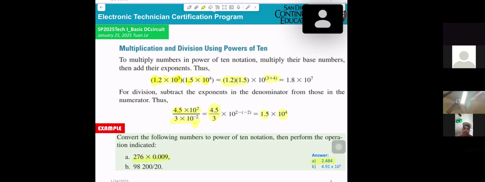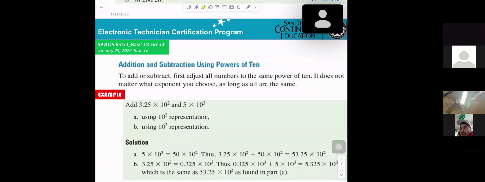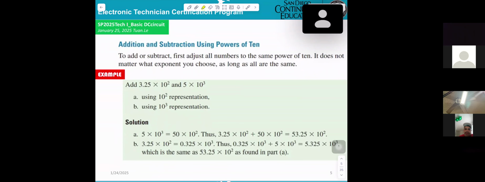And when you get time, you can try number A and number B. Okay? If you cannot get the answer, then you can ask me a question later. Okay?